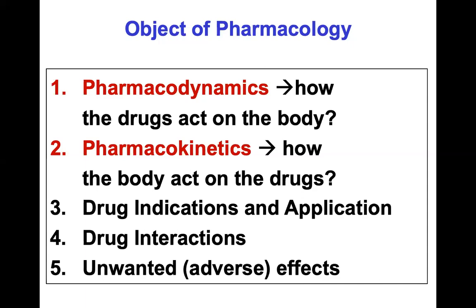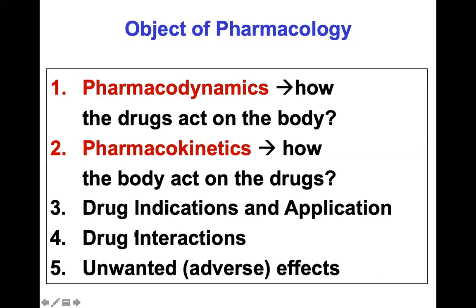Based on how the body is going to act on the drug, you can know how long the drug will be effective, where the drug will be effective, what different factors are going to affect its duration of action, or its action, and what the different sites are where the drug will act. That will be governed by the pharmacokinetics of the drug.